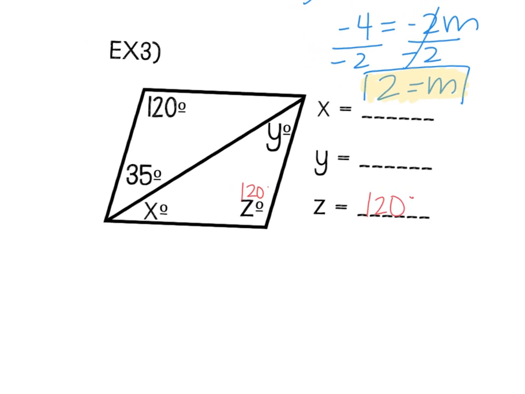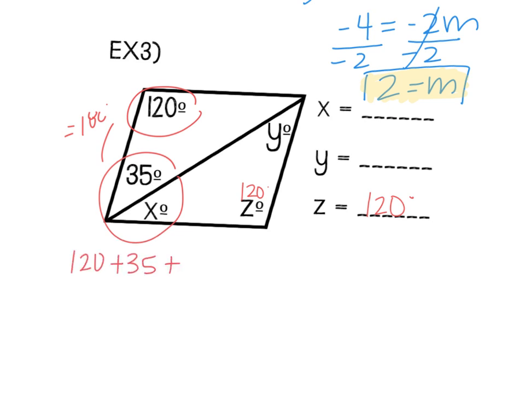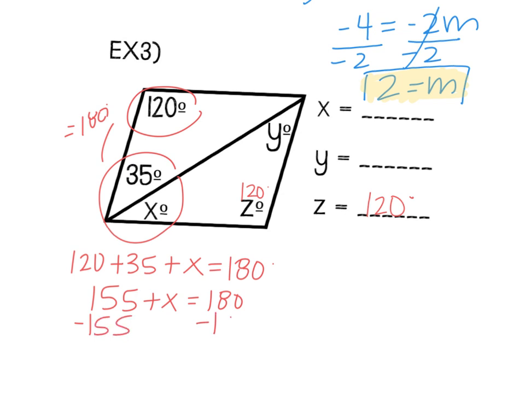So, this angle right here and this angle right here, they equal 180 degrees. So, I know that 120 plus 35 plus x will all add to equal 180 degrees. So that is 155 plus x equals 180. Subtract 155 from both sides. And x equals 25. Okay, so we know x is 25.